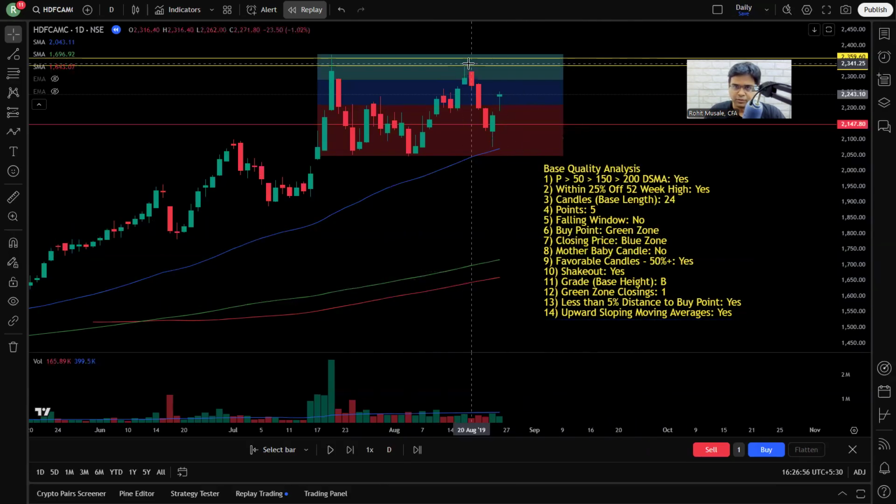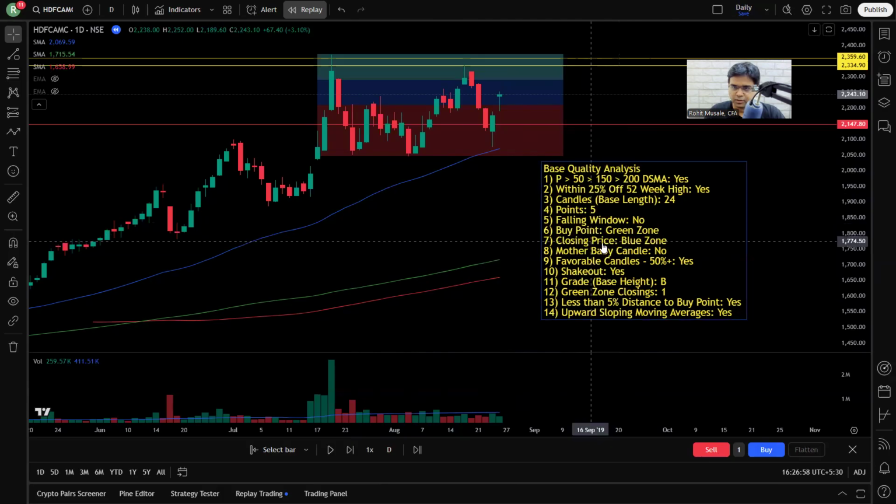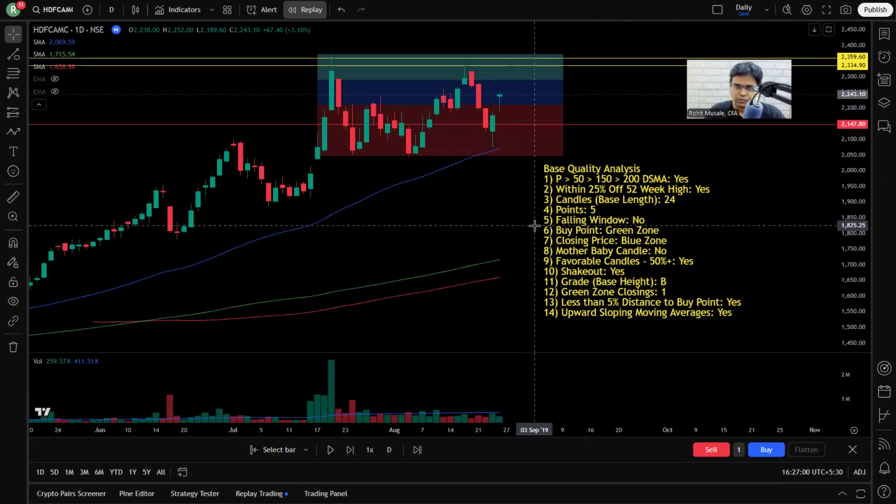Buy point is in the green zone. See, buy point is in the green zone. Closing price is in the blue zone. So, not enough tightness in the base.